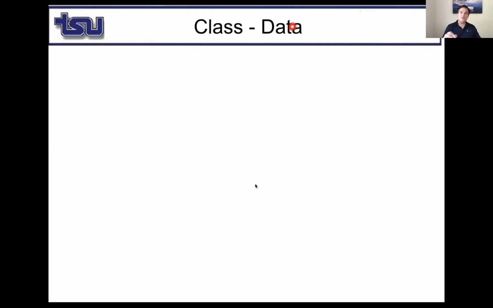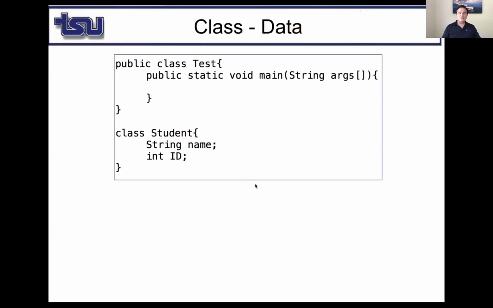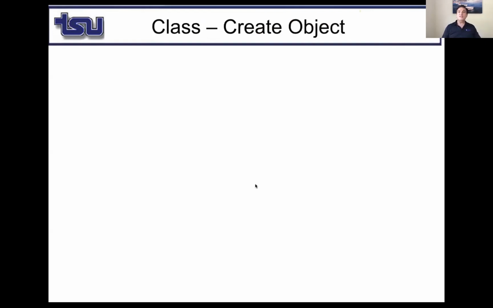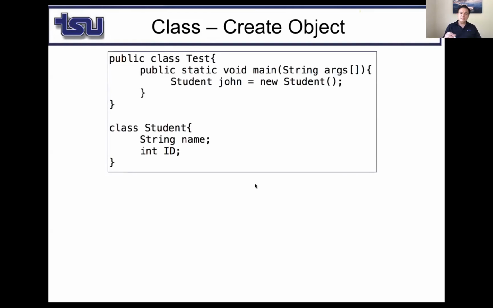So let's focus on data first. Here is a very simple example. I have a class student, and class student has two things, name and ID. So name is type of string, ID is type of int. So class student has only data members and their name and ID, okay? So this is a very dummy example, but it has only name and ID. So how am I gonna go and create an object of this class? In order to create an object, I use new keyword, okay?